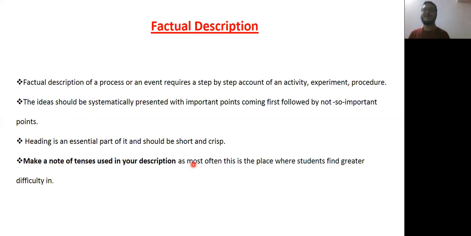So tell me, my question for you students: what is the similarity in article writing, report writing, and factual description? What is the basic similarity? I'm not asking the difference, I'm asking the similarity. From the opening, can you tell me what is the similarity? Quick answer, students. Whatever answer is coming to your mind, write it down in the chat box. I need to see what similarity you get when you see article writing, report writing or factual description.